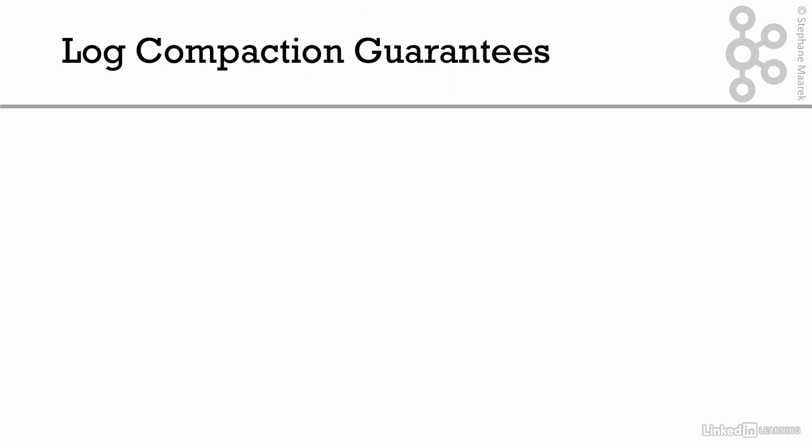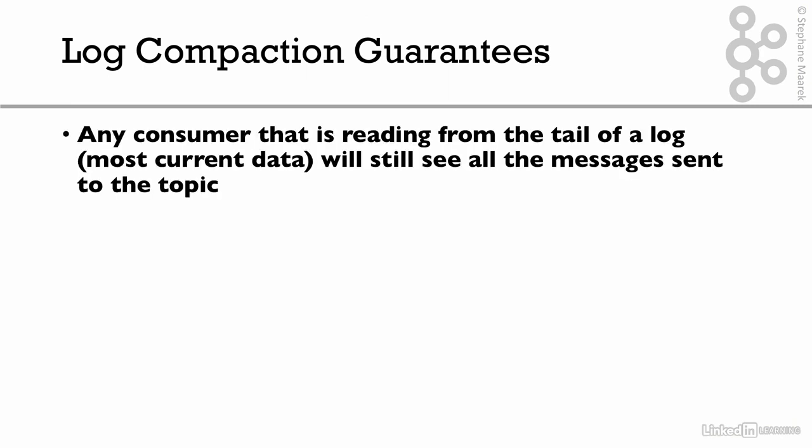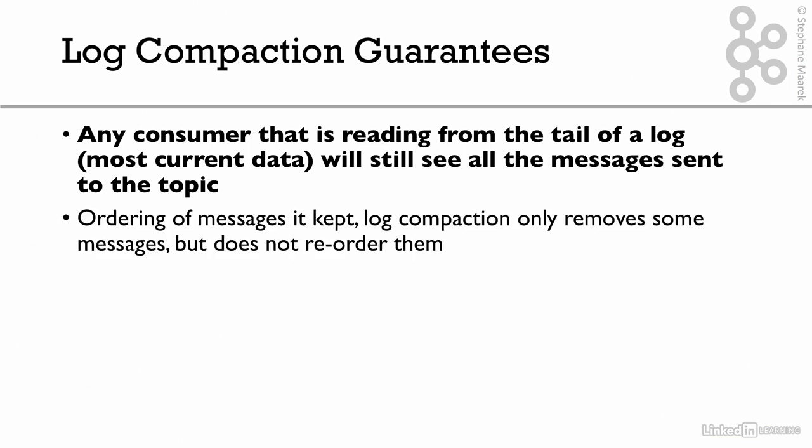So what are the guarantees for log compaction? Well, any consumer that is reading from the tail of the log, and by tail I mean the most current data, so this is data as it comes in, will still see all the messages sent to the topic. So from a consumer perspective that is reading from the topic, it will still see everything being sent just like normal. The ordering of messages is kept, but log compaction only removes some messages and does not reorder them. So as we've seen, the offsets are kept, just some messages are removed.